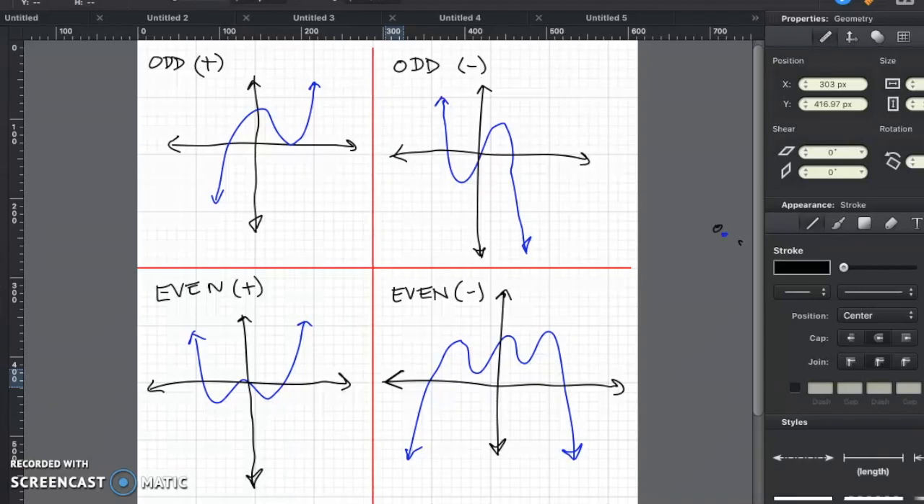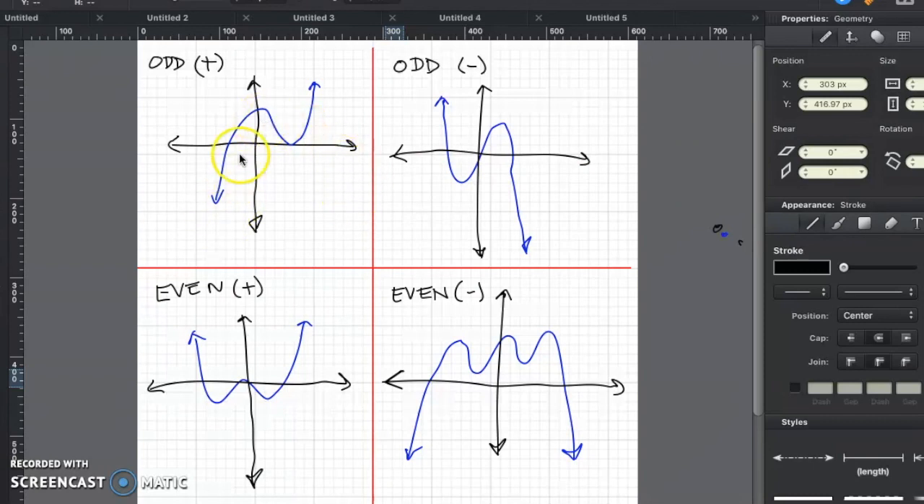Welcome back, mathematicians. This time I want to talk about end behavior. Okay, so end behavior is going to be pretty simple for us. We have these four basic situations that we can look at, and I'm going to break them down one by one.